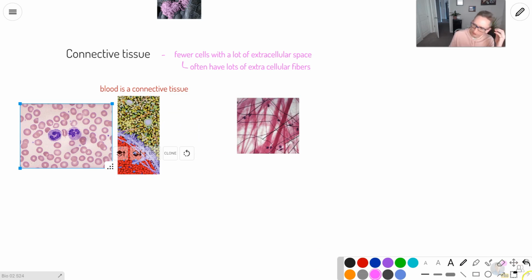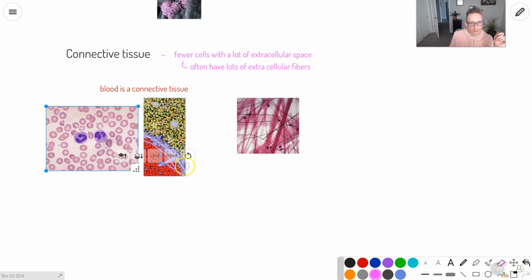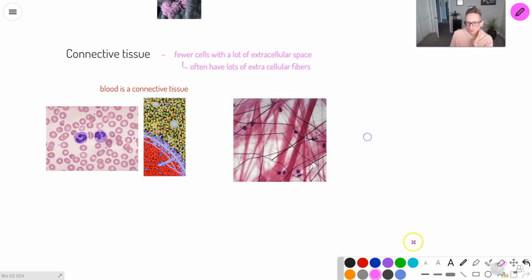So this is a connective tissue just in the sense that there are fewer cells with a lot of extracellular space. You could see that in both of these images here, with the red blood cell down here. This is the red blood cell packed full of hemoglobin, and then all of this is the protein in the plasma. And this would be connective tissue, loose connective tissue. And we'll go through more examples of these and describe what connective tissue is, and draw these out. Loose connective tissue, which would line our organs. And there are a lot of other types of connective tissues as well.